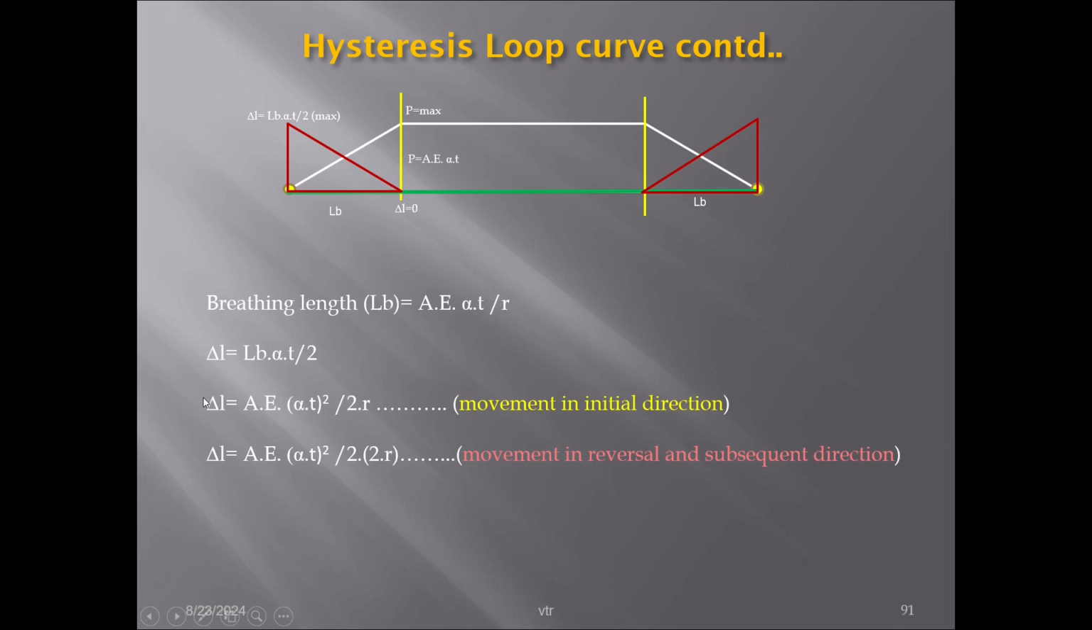This equation you are pretty clear about, because we already know delta L equal to L alpha T divided by 2, and substitute the condition. But why are we again modifying the formula like this, A alpha T whole square divided by 2 into double the resistance? We'll see in the next slide.